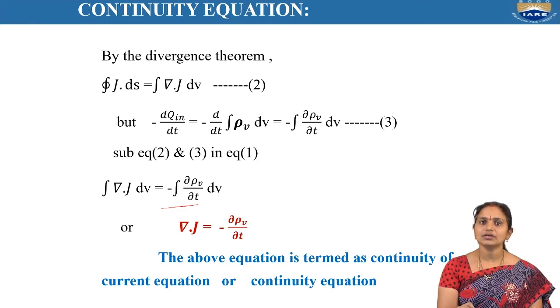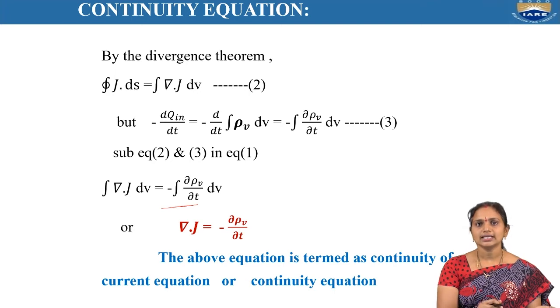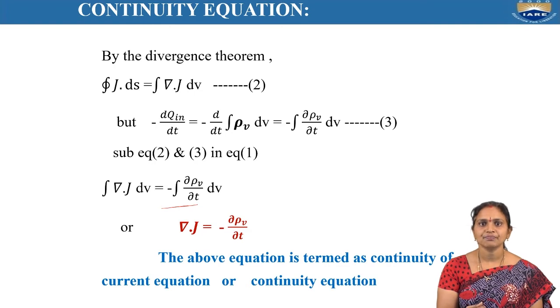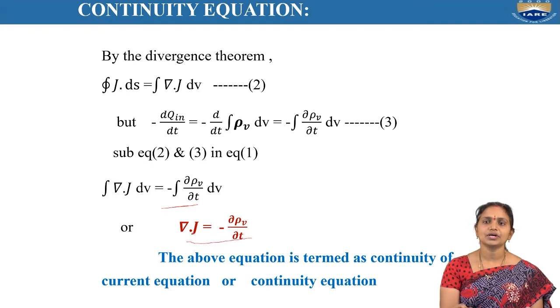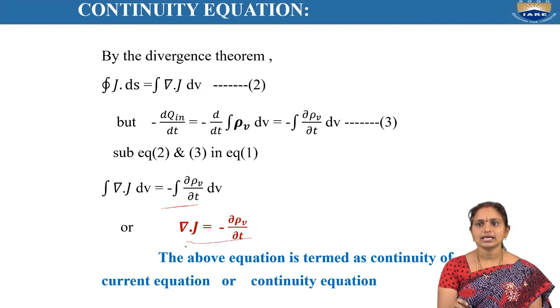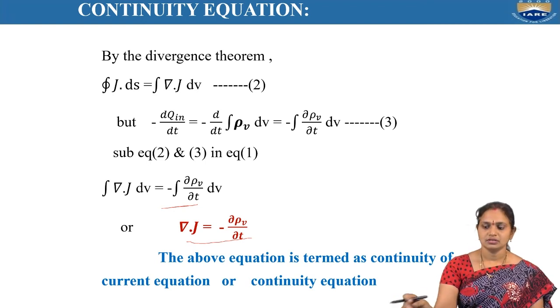So now by rewriting the closed integral of J dot dS as the integral of del dot J dV, and by replacing Q_in with the integral of rho_v dV, finally we can compare both current and charge terms. Current is expressed in terms of current density, and charge is expressed in terms of volume charge. Q is finally replaced with the volume charge term rho_v. So the final equation we got is del dot J equals minus ∂/∂t of rho_v. This equation we call the continuity equation, or continuity of current equation.